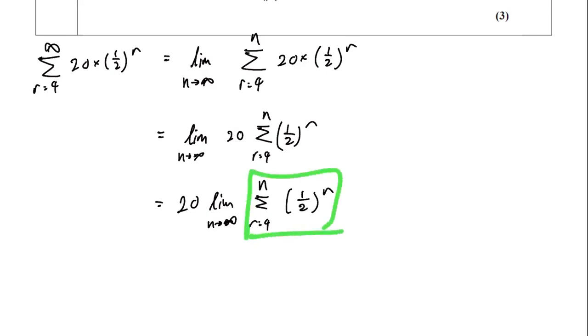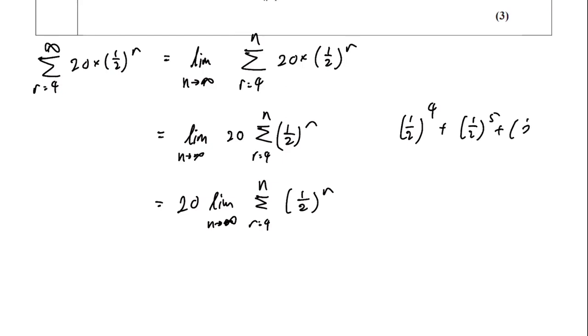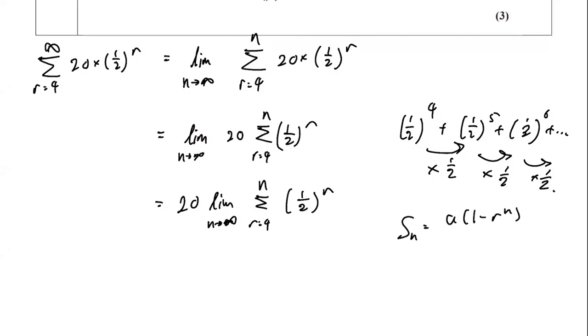Now this guy here is a geometric series, right? Because if you sub in R equals 4, you get half power 4. Then you have to sum with half power 5, then half power 6, and so on and so forth until infinity. This common ratio is half. So the formula for a geometric series is what? It's A times 1 minus R power n, all divided by 1 minus R. A is your first term, R is your common ratio, n is your number of terms.